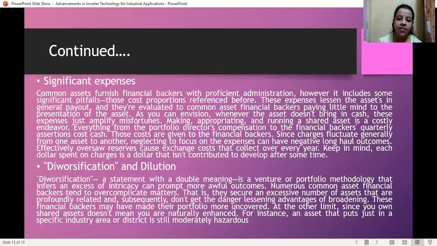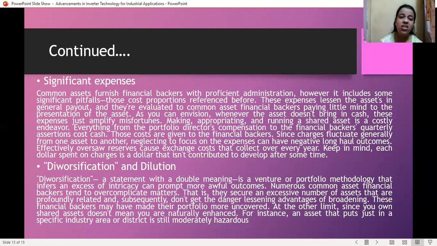Next, significant expenses. Mutual funds provide investors with professional knowledge, but it comes with a cost. Those are the expense ratios mentioned earlier. These fees reduce the fund's overall payout and they are assessed to mutual fund investors regardless of the performance of the fund. As you can imagine, in years when the fund doesn't make money, these fees only magnify losses.